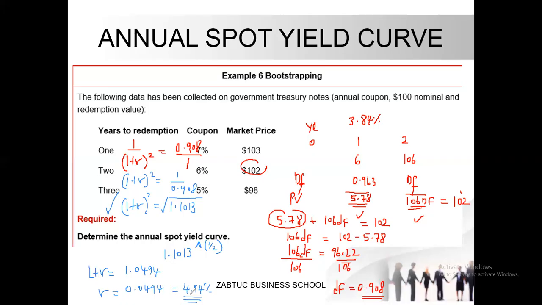Bootstrapping: working backwards, using the figures that we have to calculate the missing figure. What do we mean? We know the sum of these values, and we partly know that one, so we can find the discount factor. That is bootstrapping. I'm sure slowly we are getting a sense out of this computation.